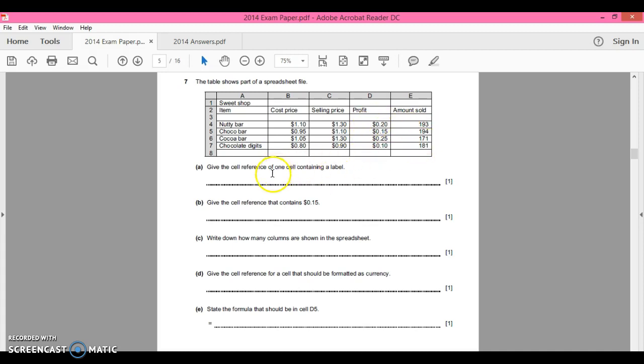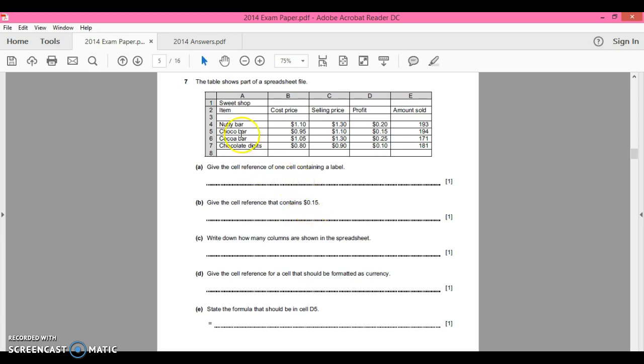Okay, so give a cell reference containing a label. Now, a label is simply text. So you can give any cell reference in column A, any cell reference in row 2, and obviously A1. If you give any of those cell references, you'll be correct. They're not looking for just one cell.